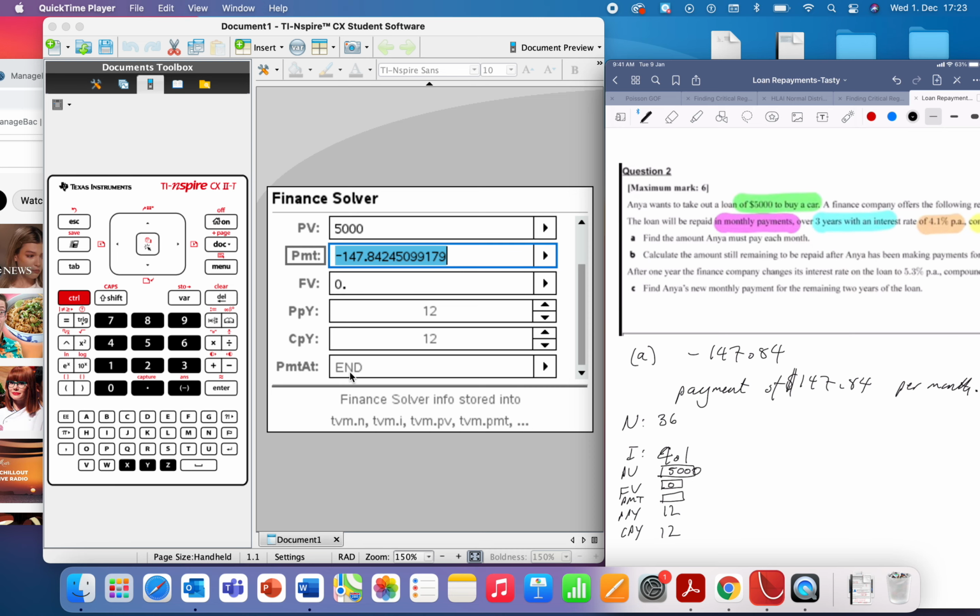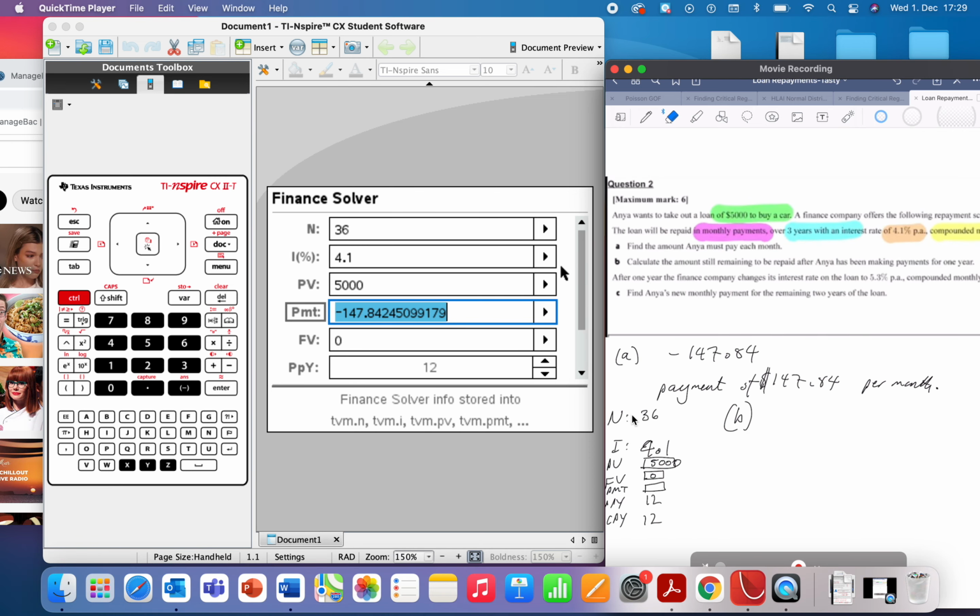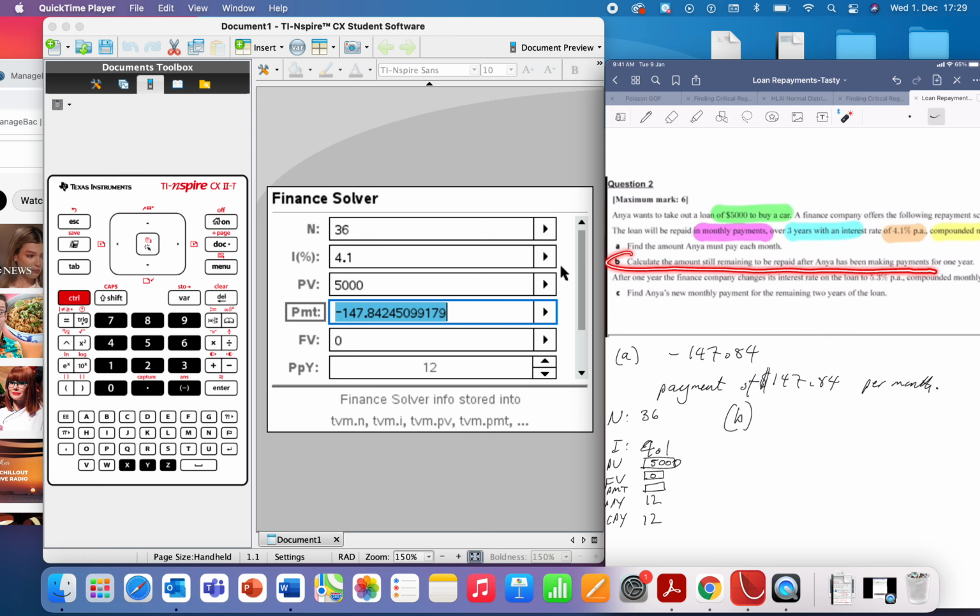But now it's part B that's the interesting one. All right. Okay, so let's have a look at part B. Calculate the amount still remaining to be paid after Anya has been making payments for 1 year. Okay, now there's 2 ways of doing this, but only one way is actually correct. So let me show you both ways of thinking. This is the incorrect way, this is the correct way.